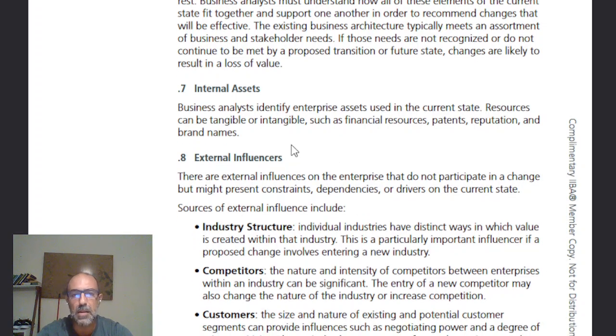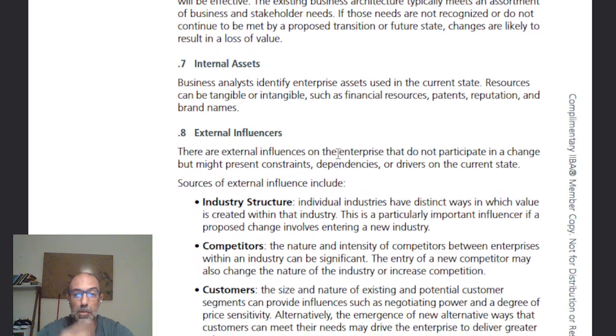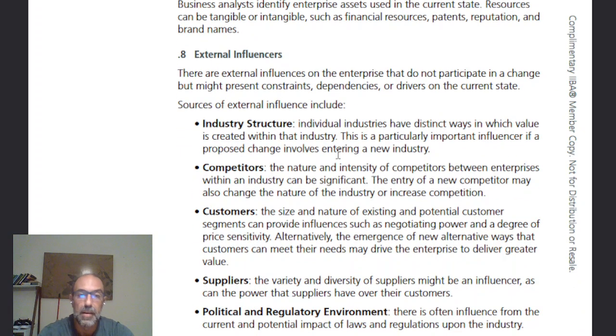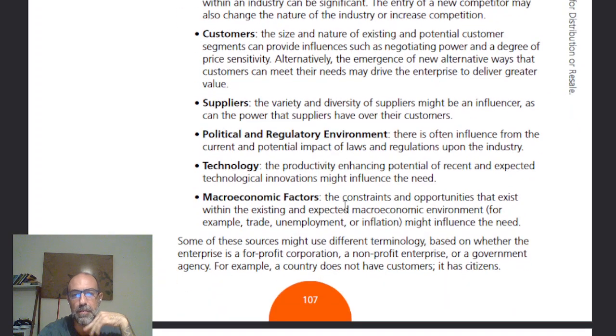Internal assets. Business analysts identify enterprise assets used in the current state. Resources can be tangible or intangible, such as financial resources, patents, reputations, and brand names. External influences. There are external influencers to the enterprise that do not participate in change, but might present constraints, dependencies, and drivers of the current state, naturally. Industry structure, competition, customers, suppliers, political and regulatory environment, technology, and macroeconomic factors.